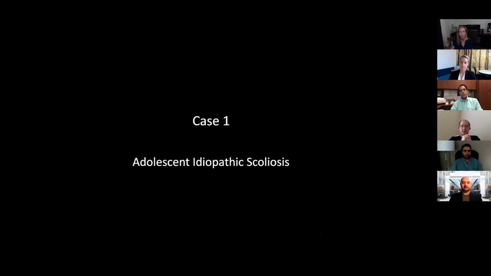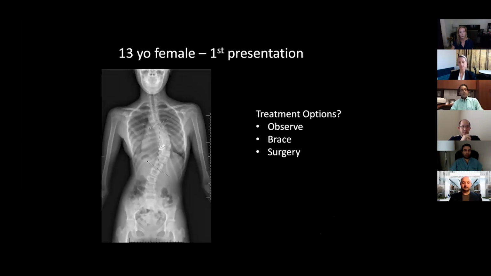So here's case 1. And this is a 13-year-old female, and this is her first presentation film. You can see that the main thoracic curve is about 59 degrees. There's a proximal thoracic curve and lumbar curve. They're not measured on this film, but subsequent films. But this is the first presentation.